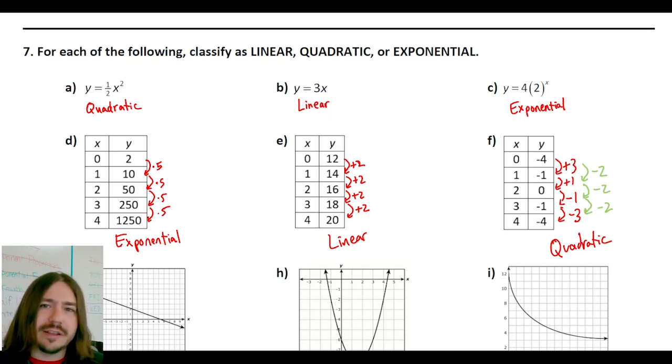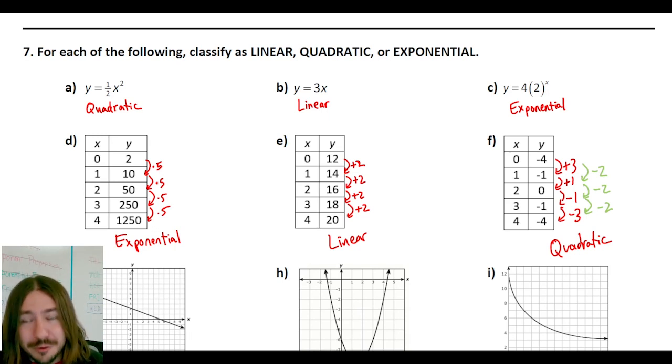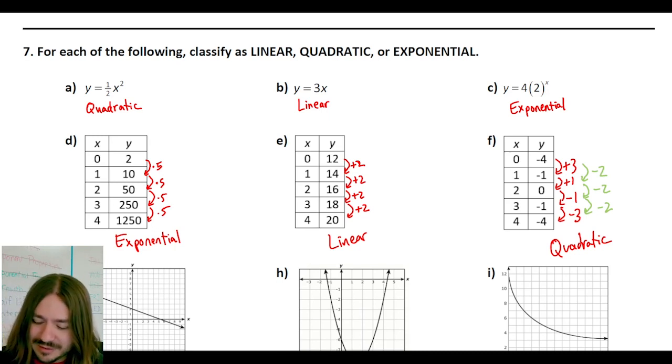And you can actually generalize that further. If the third difference is constant, it'll be cubic. Or if the fourth difference is constant, then it's quartic, and so forth. Wow, that was a bit of a mouthful. But anyway, yeah, F is going to be quadratic.